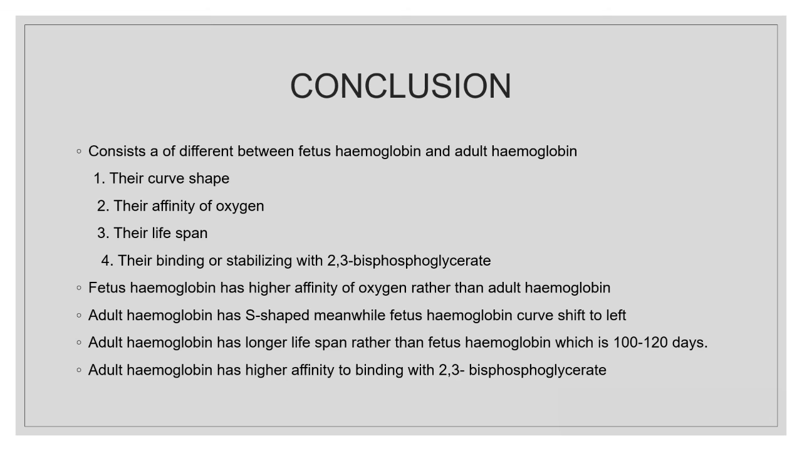Besides, adult hemoglobin has a longer lifespan than fetal hemoglobin, which is 100 to 120 days. Last but not least, adult hemoglobin has higher affinity for binding with 2,3-bisphosphoglycerate, which provides unloading of oxygen. These differences help to determine the characteristics of adult hemoglobin and fetal hemoglobin.